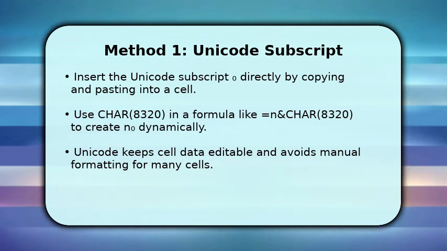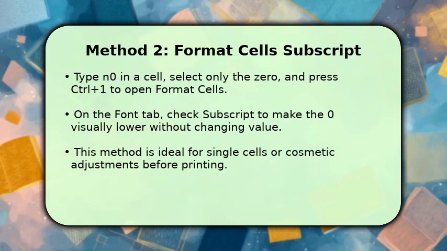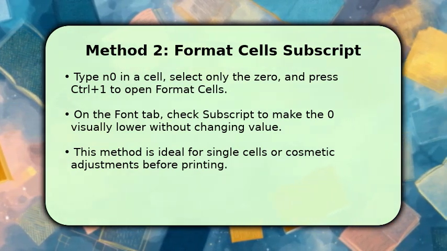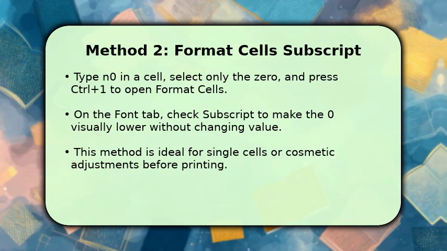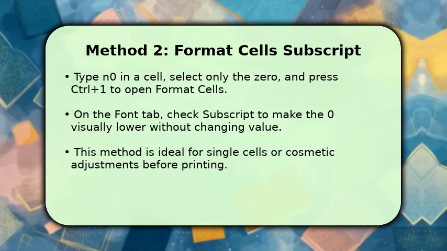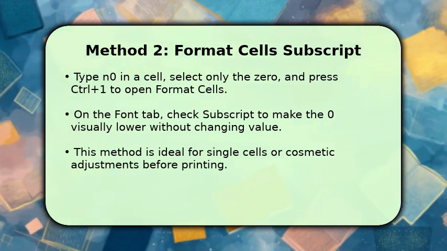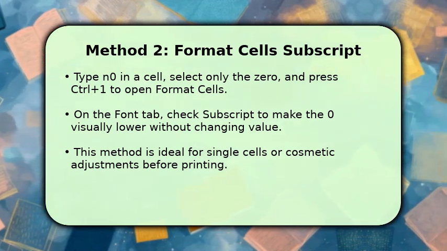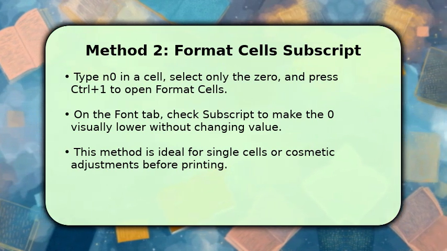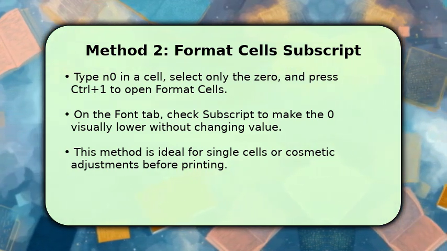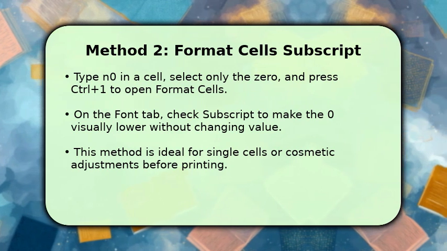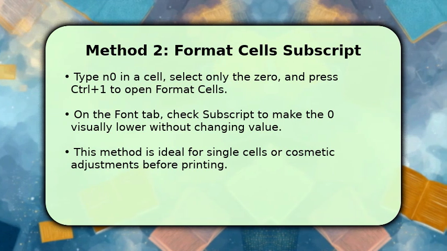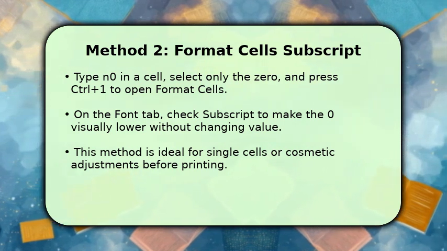Use this when you want programmatic control, and for precise visual control, use Format Cells to make characters subscript. Type N0, highlight the 0, press Ctrl+1, and tick Subscript on the Font tab. This produces a true visual subscript without altering the underlying text value, which is handy for presentation or export. Keep in mind this formatting is stored per cell and can be tedious for many cells, but it gives the cleanest typographic result for isolated labels and printed worksheets.